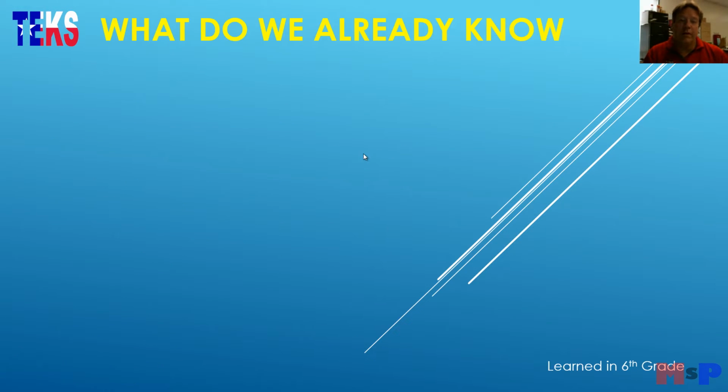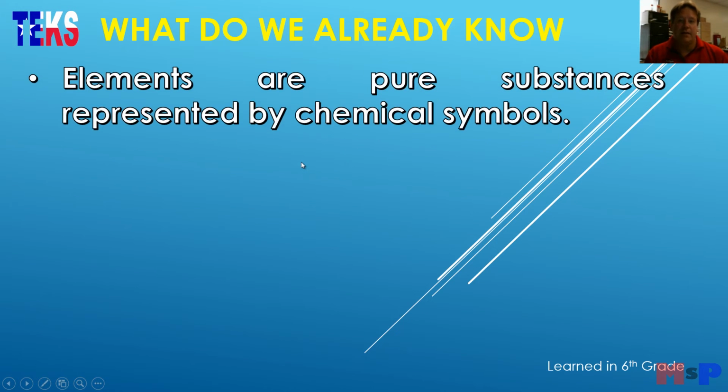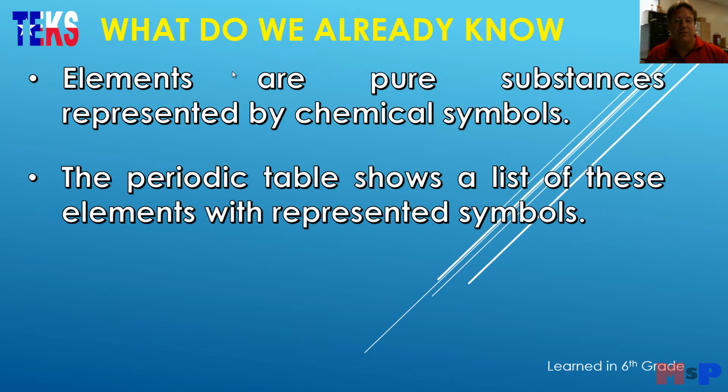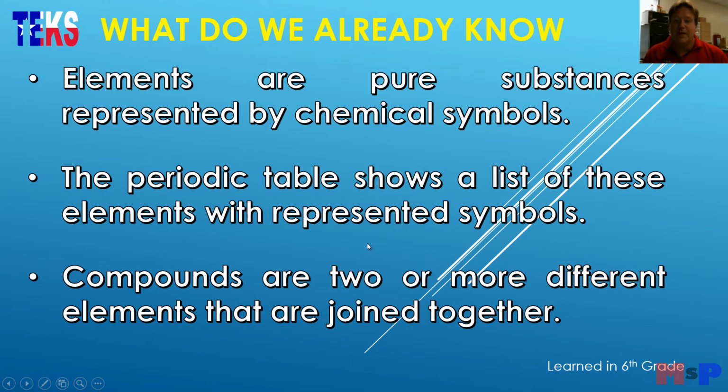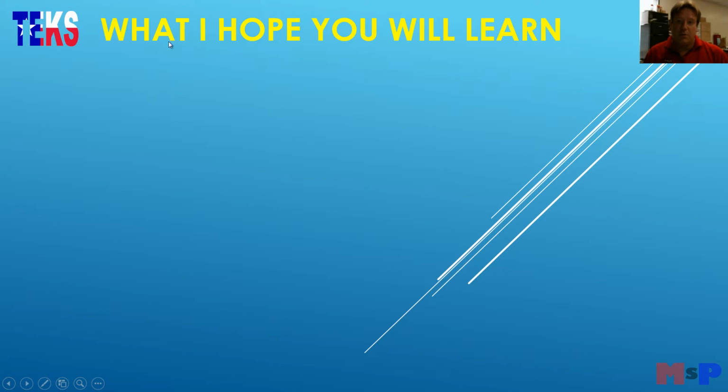Okay, I'm going to talk about what we already know from 6th grade. First thing we have learned is that elements are the purest substances on the planet and in the universe and are represented by chemical symbols. The second thing we learned in 6th grade was that the periodic table shows a list of these elements with their symbols. Finally, we learned in 6th grade that compounds are two or more different elements that are joined together. So those are the things we already know, and next we're going to talk about what we're going to learn.